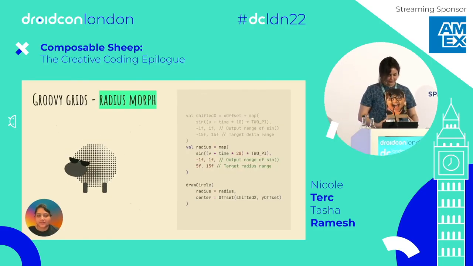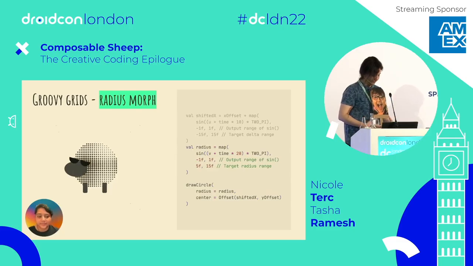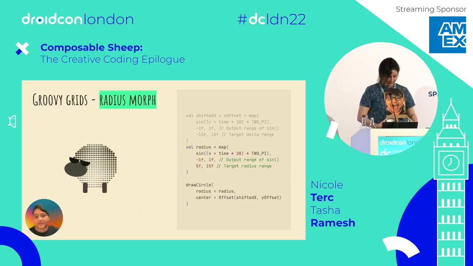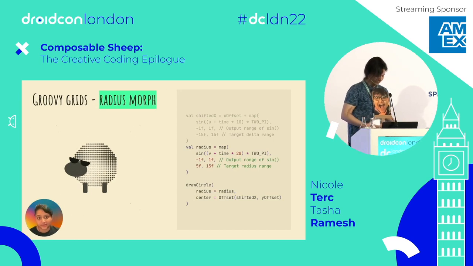We can use the same pattern to influence the radius of our dots. Here we're going to use sine, but this time we're going to use the v coordinate so that we can see the changes take place vertically across the grid.